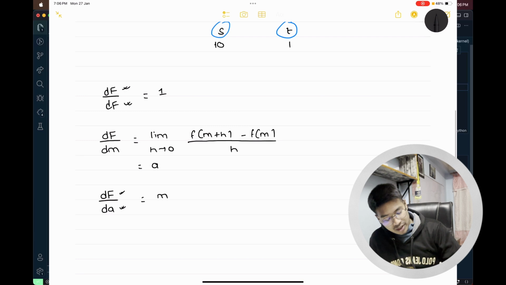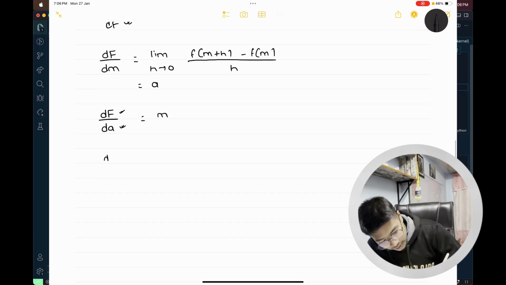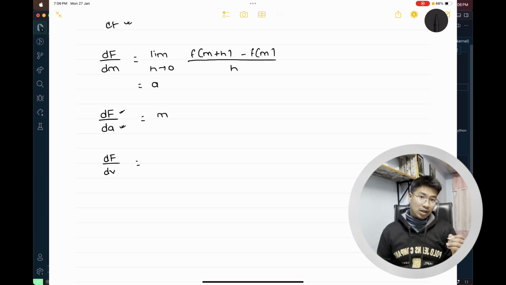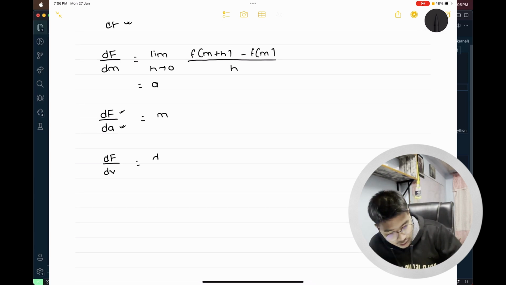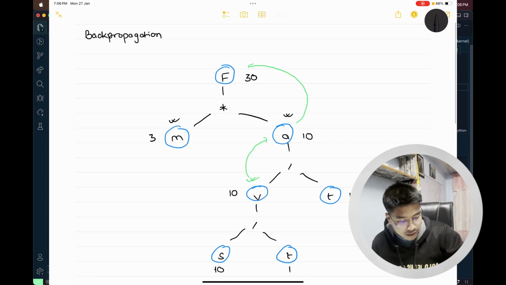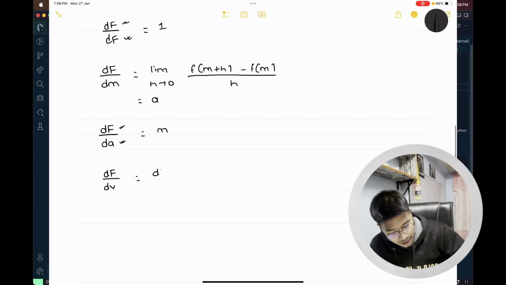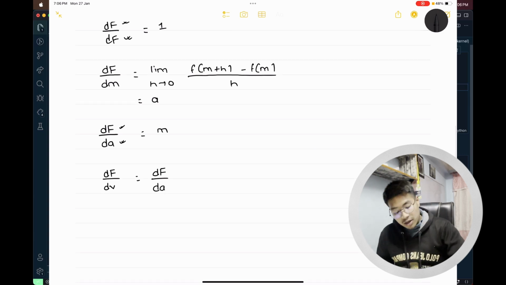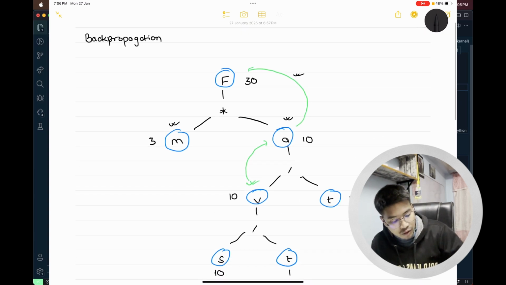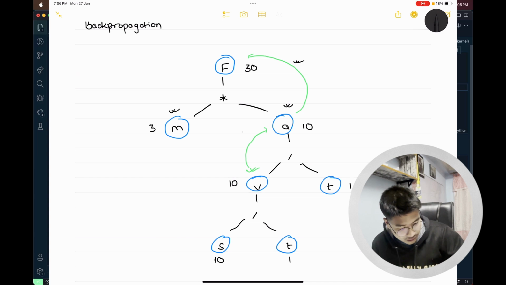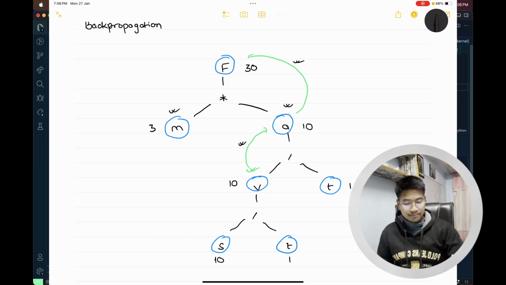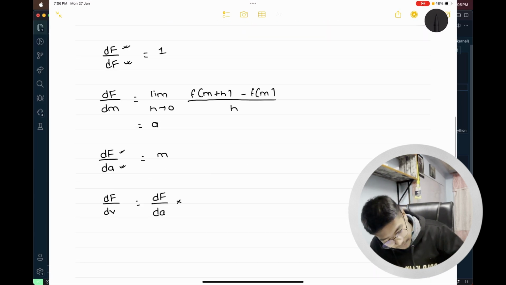The way you would find how your force is being affected by your velocity is very, very simple. Because you already know how your force is being affected by your acceleration, you put that term in, so dF by dA. You multiply it with how your acceleration is being affected by velocity. That is basically dA by dV.